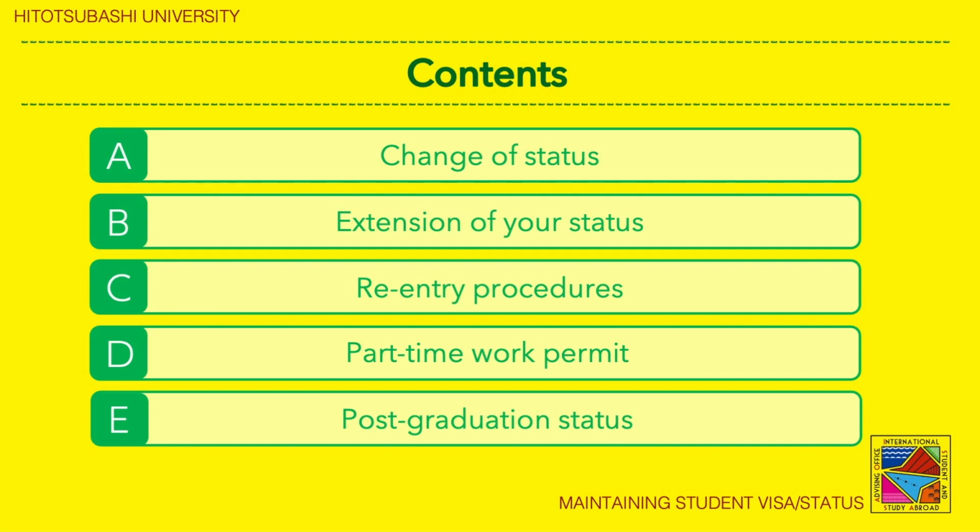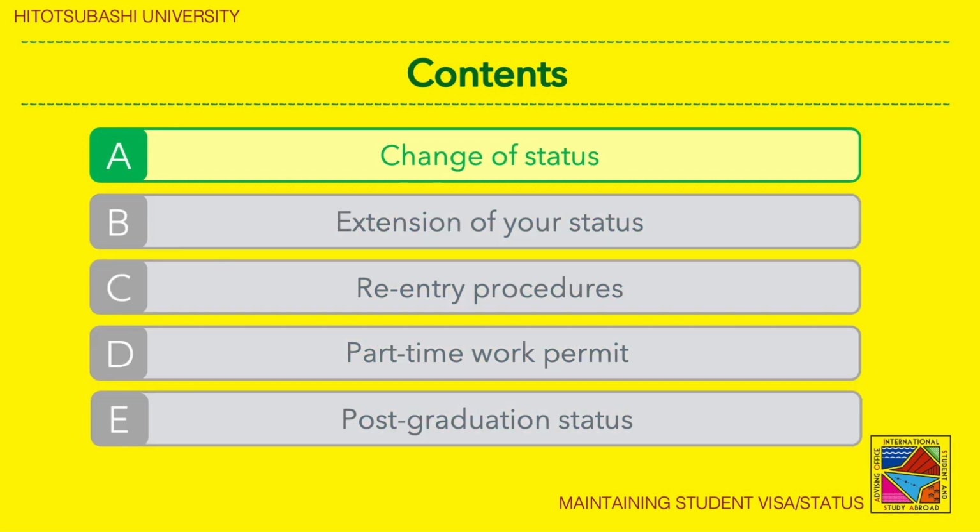We have 5 topics to cover. As you can see, all of them pertain to status and not visa. The first topic is about change of status. The second one is extending your status. And the third one talks about re-entry to Japan during your short return home or going abroad. The fourth topic is about part-time work. And lastly, post-graduation status, like getting a job. What do you do with your status?